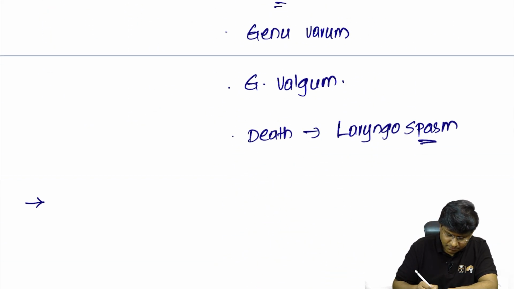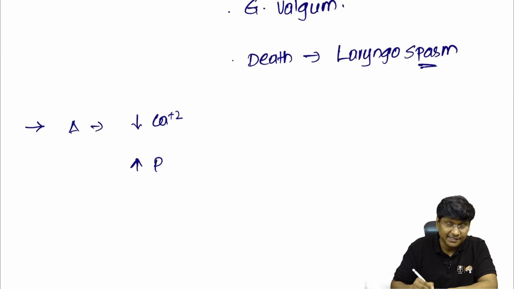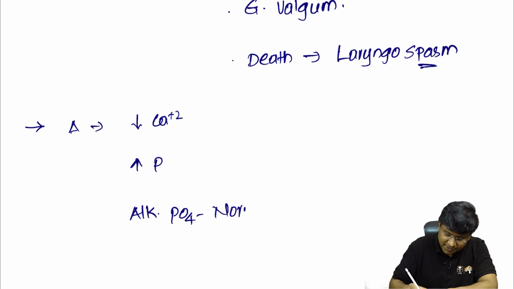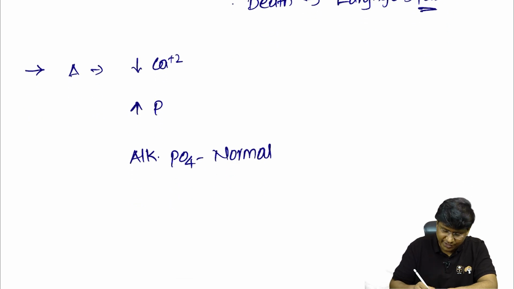Then coming to the workup, these patients will have hypocalcemia. There will be an increase in the phosphorus levels, right? And what will happen to the alkaline phosphatase levels? The alkaline phosphatase levels remain normal in patients with hypoparathyroidism, right? And the next important thing is you need to check the parathormone levels, that will be reduced.